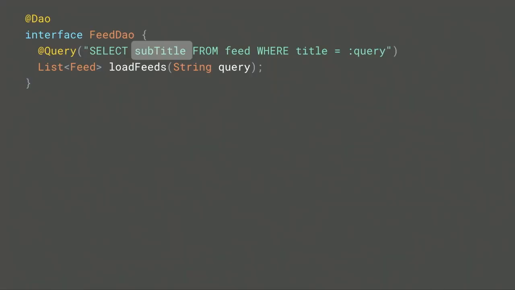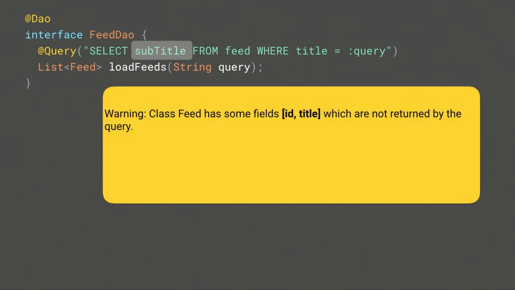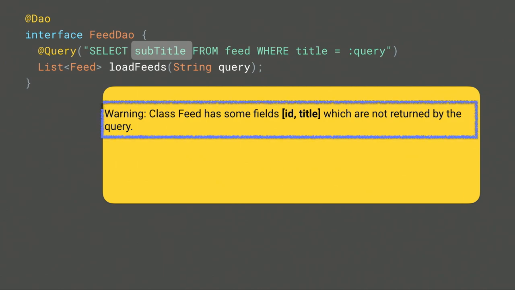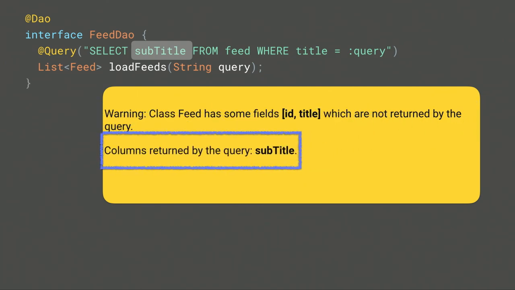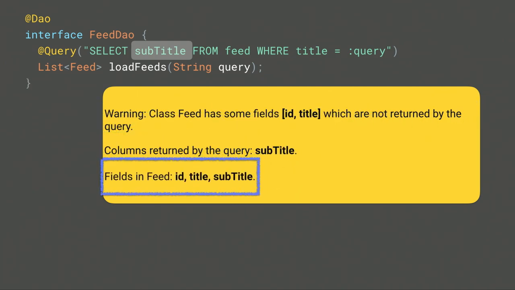Let's say we made a mistake like that, where we only fetch the subtitle column, but we want to return this as a feed. Now, in this case, the feed object also has a subtitle column. So this might be intentional. Maybe you are going to fill in those fields later on, or you made a mistake. We don't know. In this case, Room just generates a warning. It says, hey, the feed class has these 2 other fields that you are not returning from the query. It will give you all the details: what the query returns, maybe you made a typo, and what the fields are in the entity.